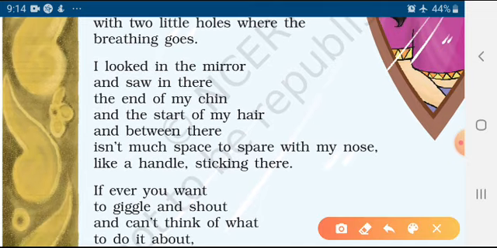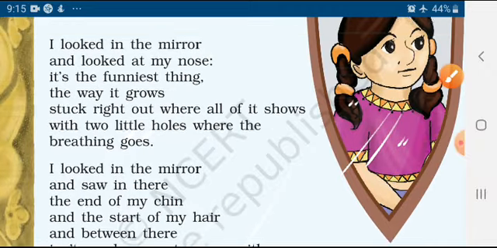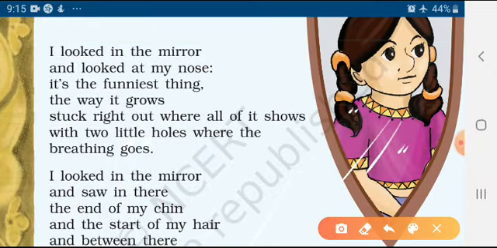In the second stanza, she is saying, I looked in the mirror and saw in there the end of my chin. Can you see the chin? What is chin? In the picture you can see this is the chin. It means the lowest part of your face. ये जो फेस का सबसे नीचे वाला हिस्सा होता है, इसे ठुड्डी कहते हैं हिंदी में, that is the chin.